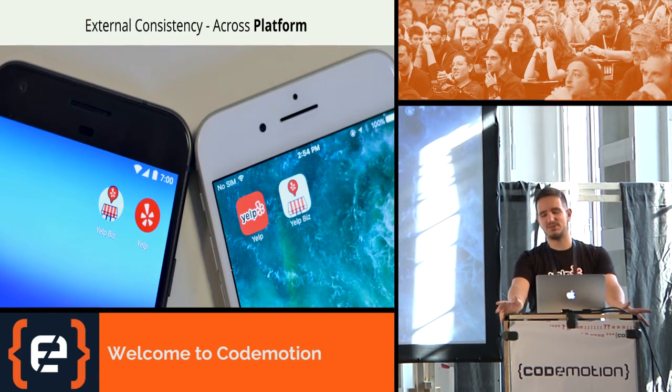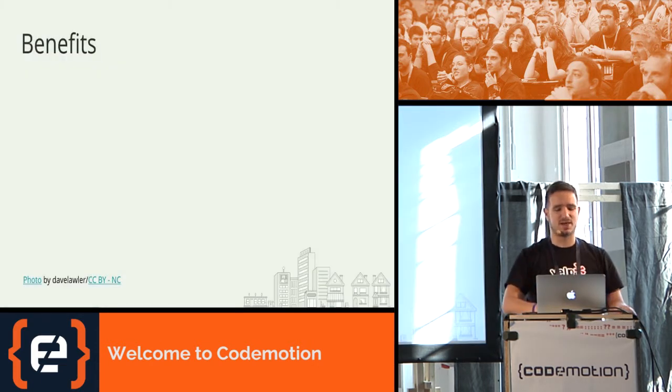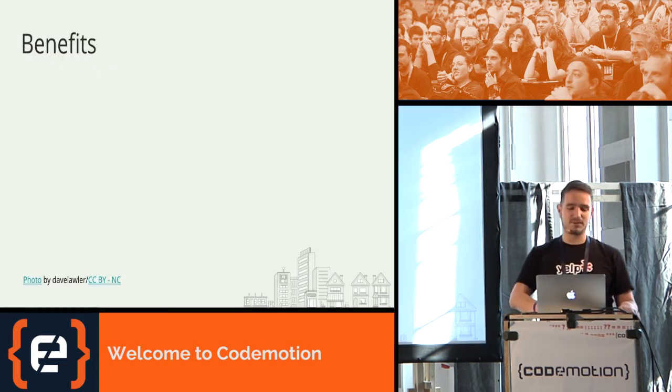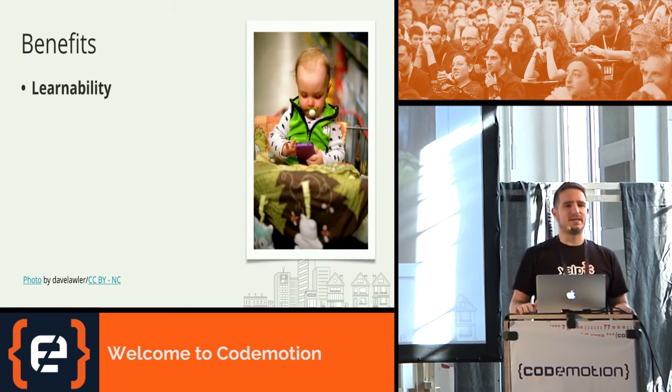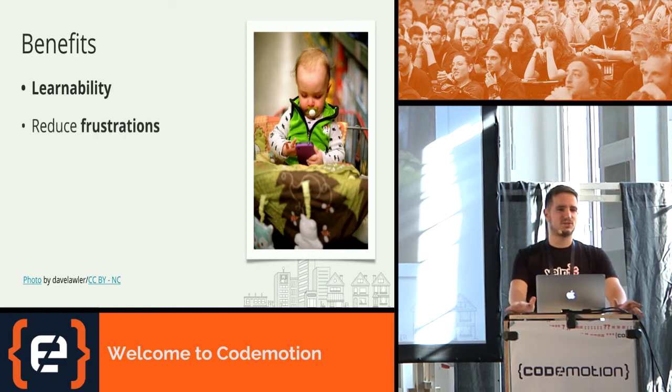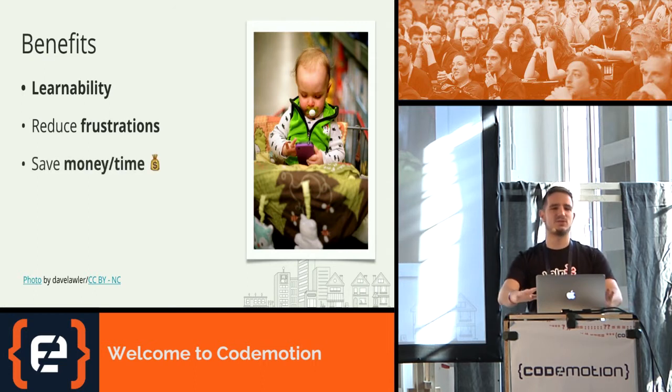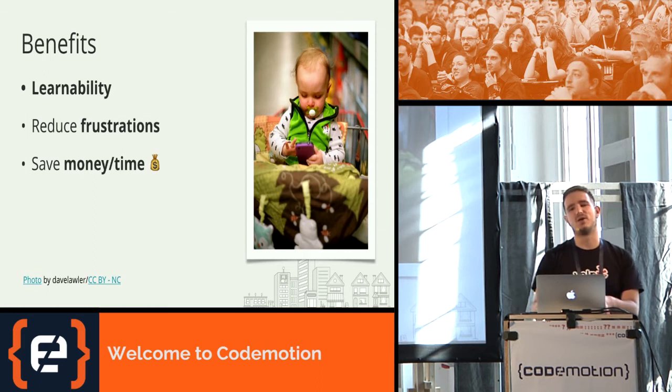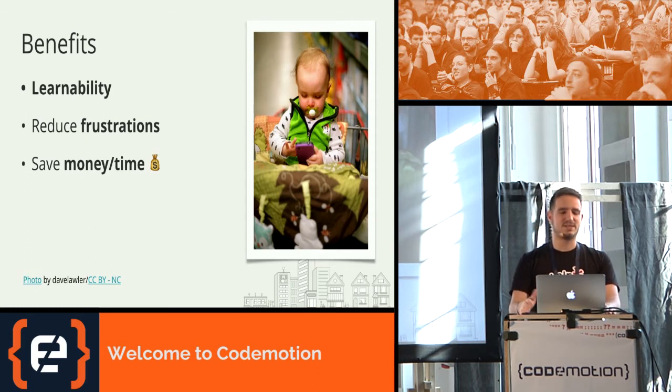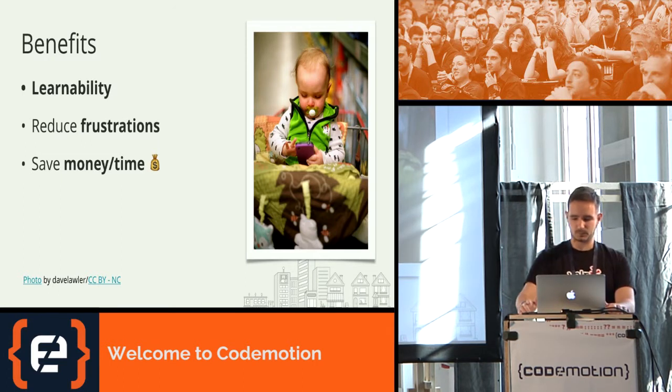Why do we want to achieve consistency? Because we can gather some benefits. First of all, we will improve learnability. The app will be easier to use for the user. We will reduce the frustration, so the user will not go crazy trying to understand where to perform actions. And at the same time, if we manage to build a repository with all of our components, we can save money and time. We don't need to code every component every time. We can just reuse them.